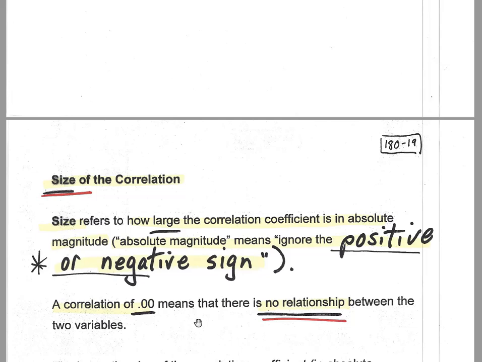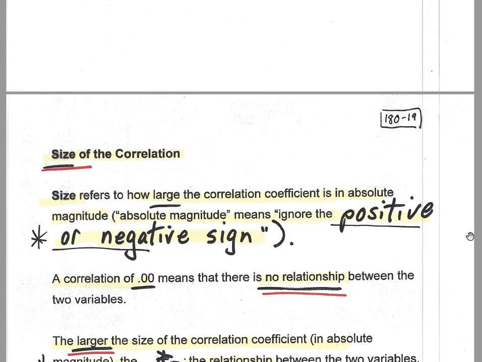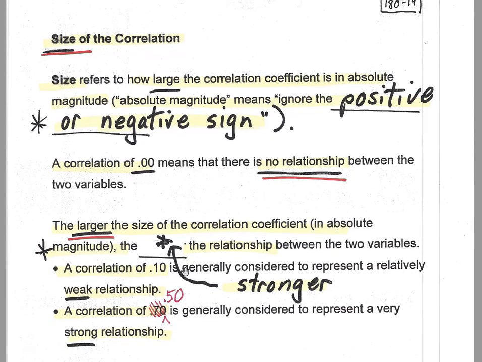A correlation of 0 means there's no relationship between the two variables. You've heard somebody say there's 0 correlation between this variable and that variable. They are saying that, yeah, literally the correlation coefficient is 0, no trend at all. In general, the larger the size of the correlation coefficient in absolute magnitude, the stronger the relationship between the two variables. Correlation of 0.10 is a pretty small correlation. That's kind of close to 0, isn't it? Correlation of 0.10 is generally considered to be a relatively weak relationship.